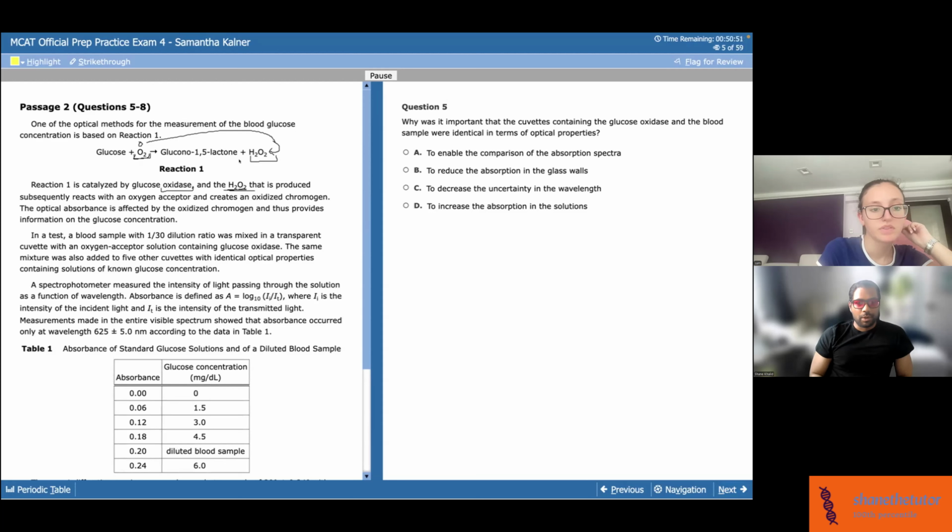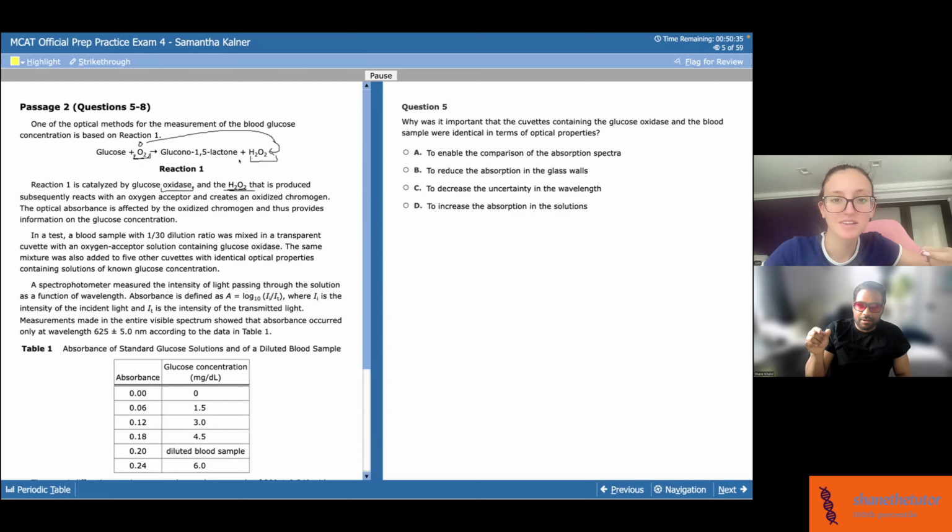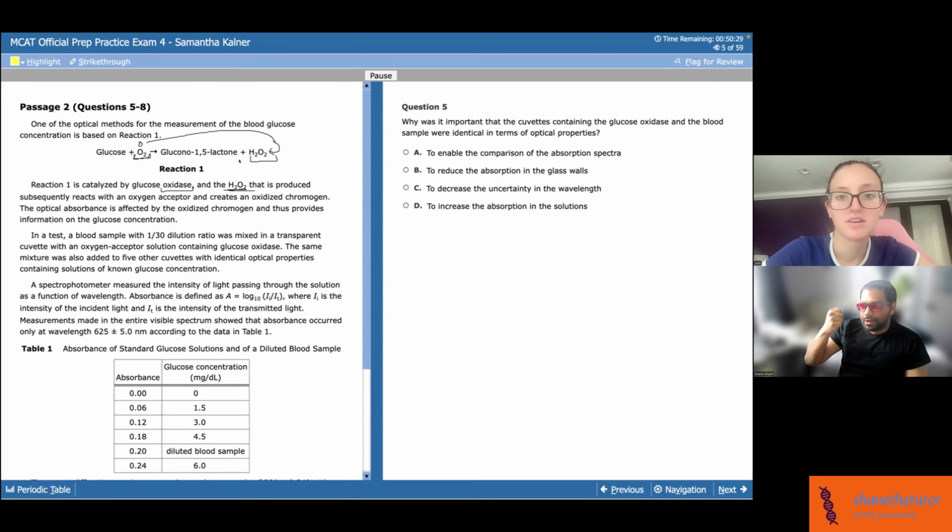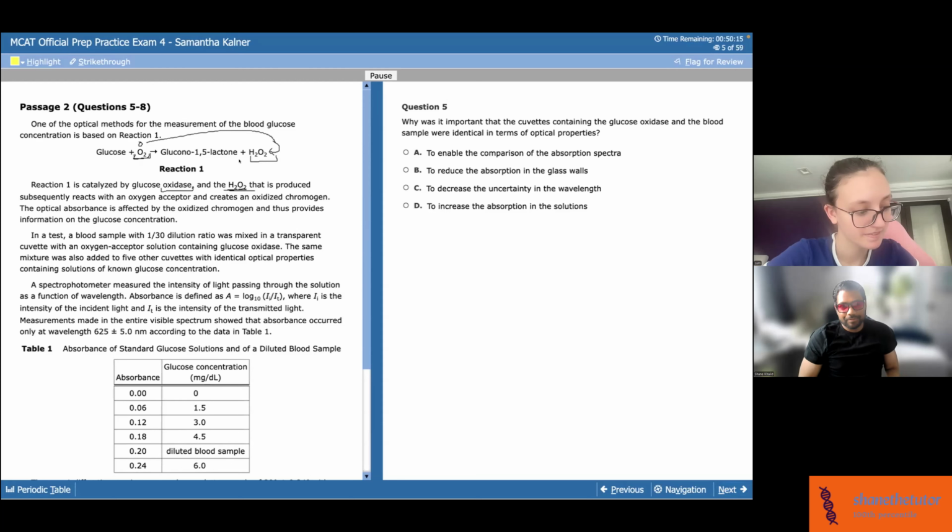Do you remember or know what a cuvette is? Yeah, it's part of a chem lab. It's not a beaker, but a little rectangular transparent container that you put something in, and then you can measure absorbance with Beer's law.